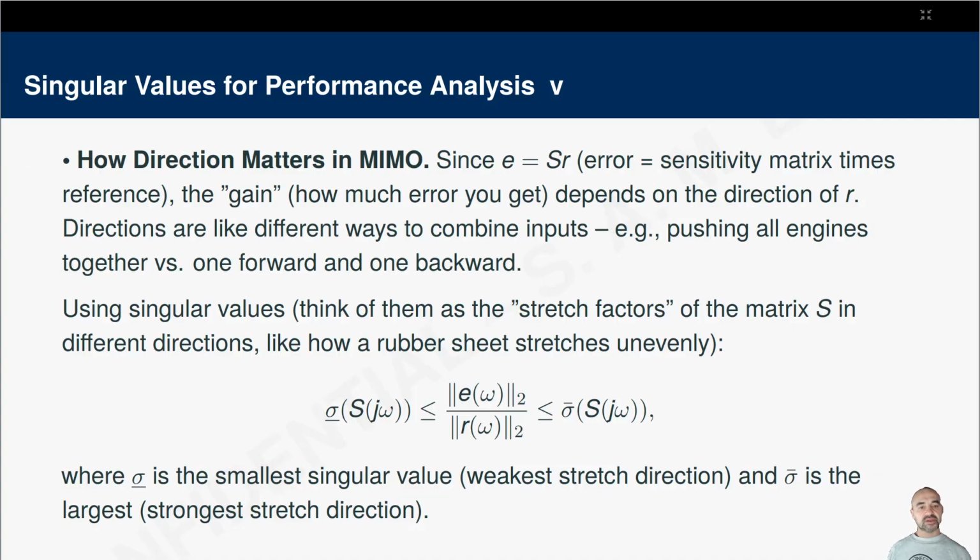Using singular values, think of them as the stretch factors. We have already talked about that. That sigma matrix in the middle was describing, and does describe, stretching or shrinking of the matrix S in different directions, like how a rubber sheet stretches unevenly.